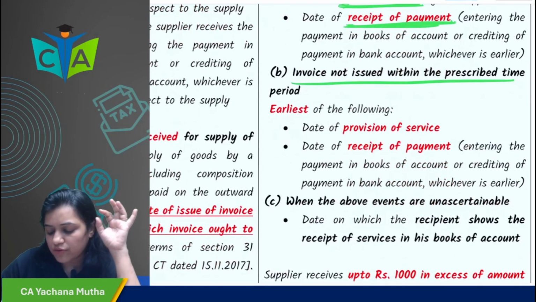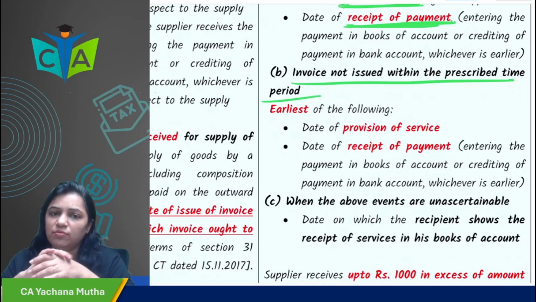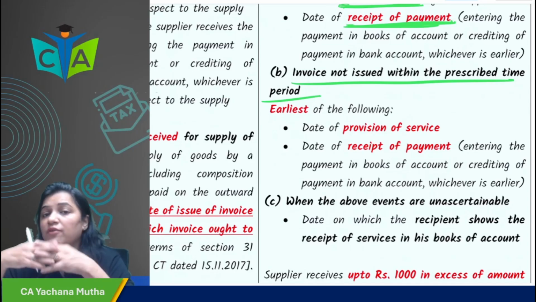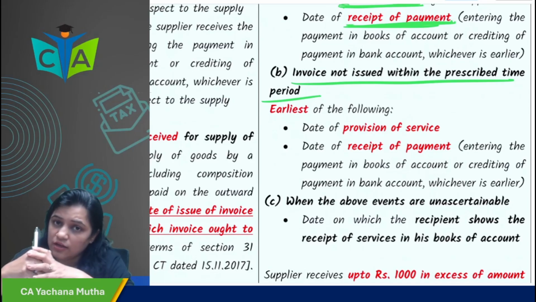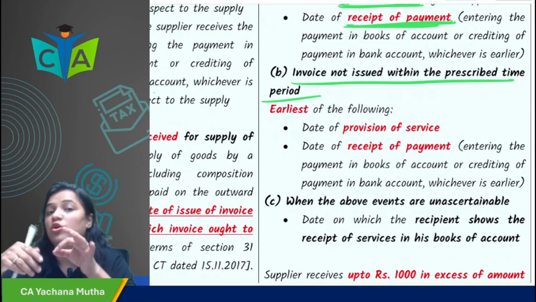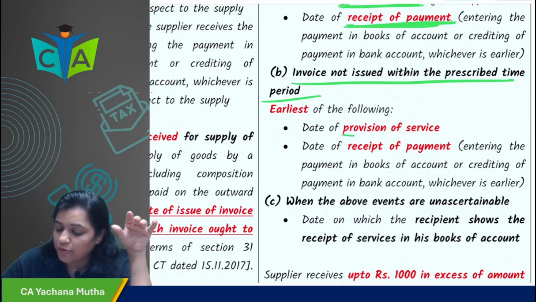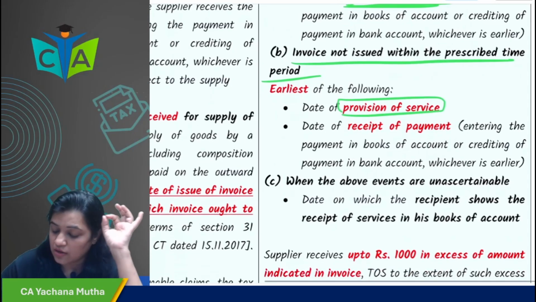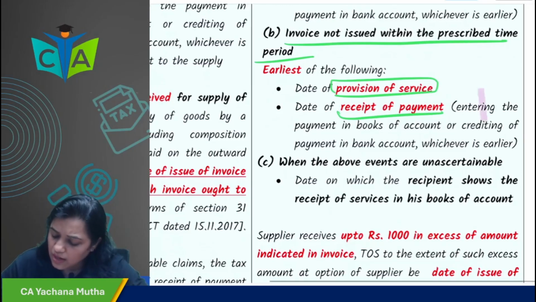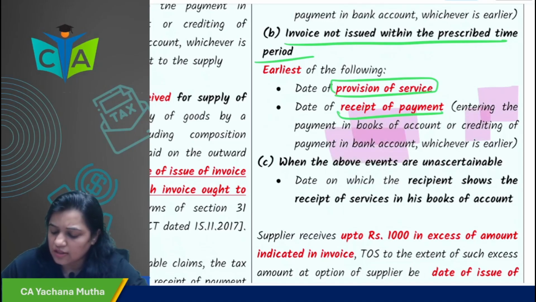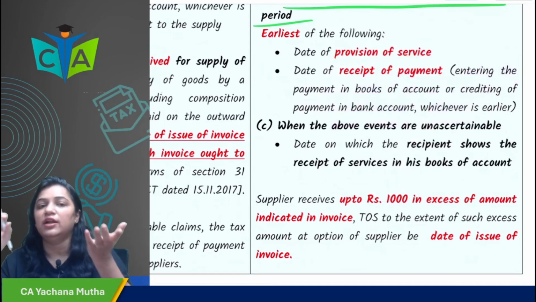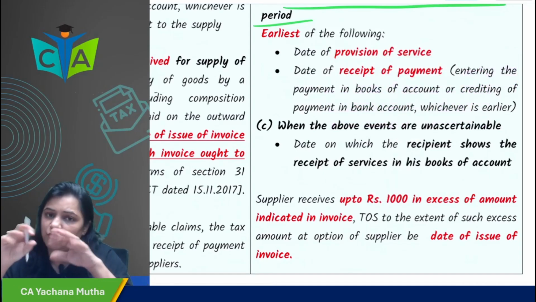But if the invoice is not issued within the prescribed time, say 30 days time was given to me as a chartered accountant, a normal service provider, and I have not issued the invoice in 30 days, then what would be the time of supply? It will be date of provision of service or date of receipt of payment, whichever is earlier. Payment in all the cases would be entering in the books of accounts or credit in the bank account, whichever is earlier. So, if the invoice is not issued within the time limit, then date of provision of service or date of receipt of payment, whichever is earlier.